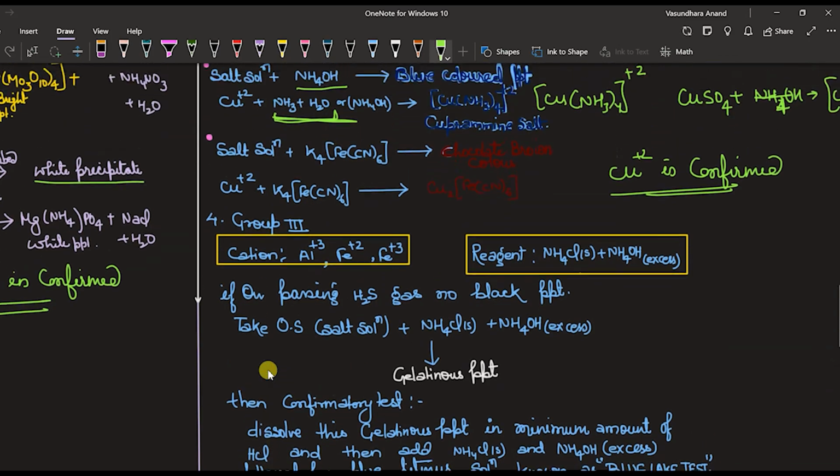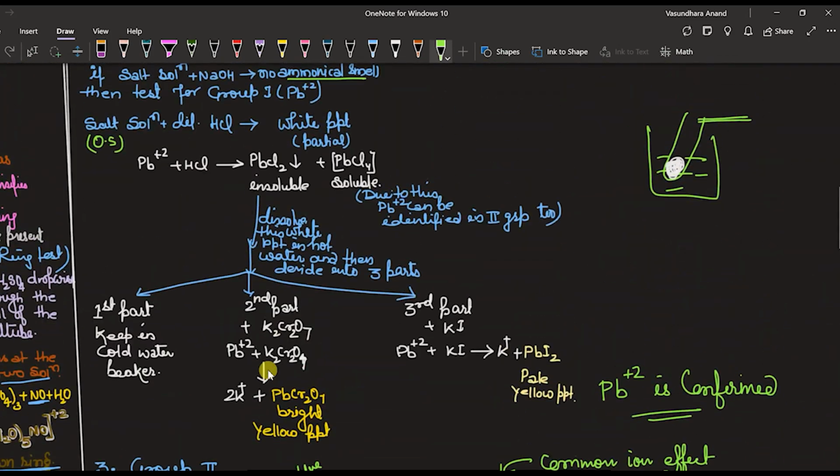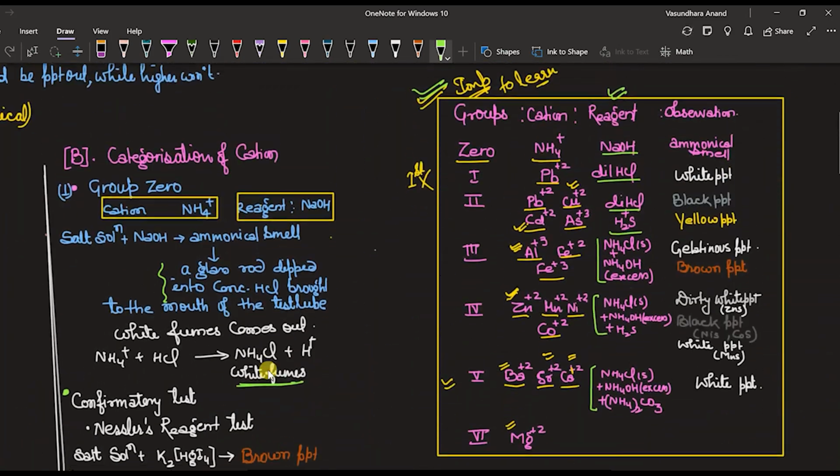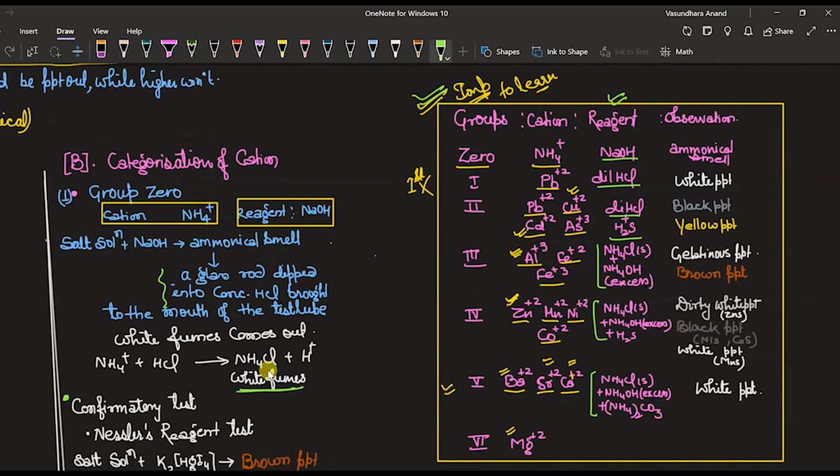Now check this table, where I have written what color will appear on adding the reagent. If aluminium 3+ or Fe2+ is present, it will give you a gelatinous PPT. But if Fe3+ is there, it will give you the brown PPT. Got it? That is what happens on adding this reagent.